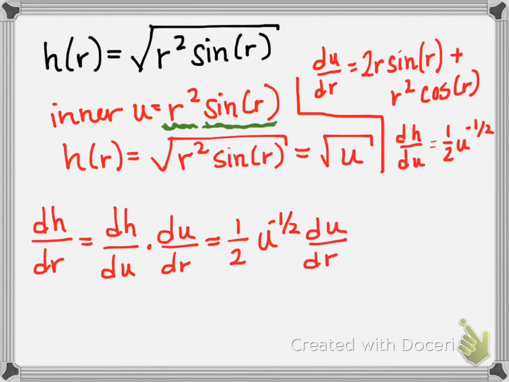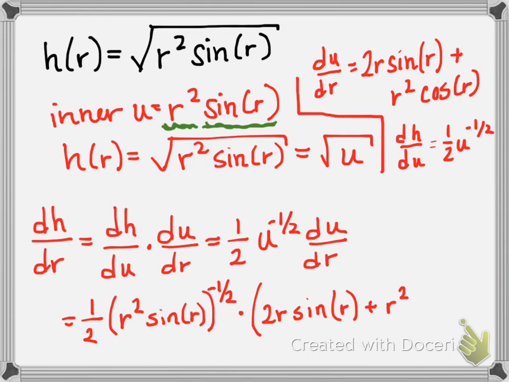And now instead of u, we're going to fill in r squared sine of r. So we get 1/2 r squared sine of r to the negative 1/2. And then we fill in du dr, so we get times 2r sine of r plus r squared cosine of r. Notice that there are only r variables here. There are no u variables, and you should never have a u variable in your answer.